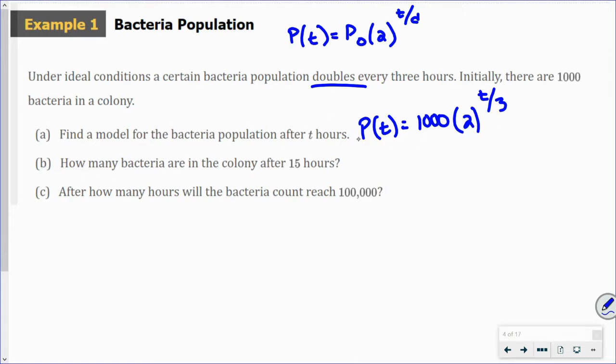So how many bacteria are in the colony after 15 hours? So I want to find P of 15. So that's 1,000 times 2 to the 15 over 3. And then we can just put that into the calculator. And you get 32,000 bacteria.